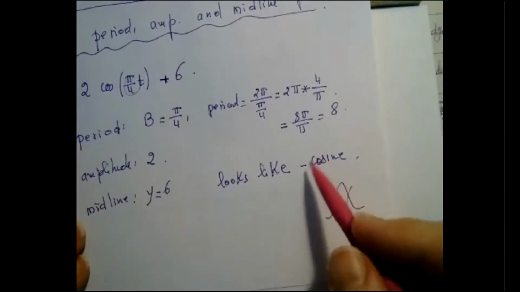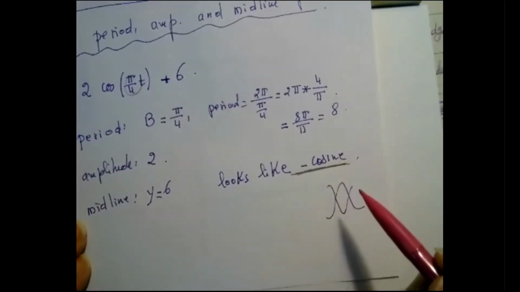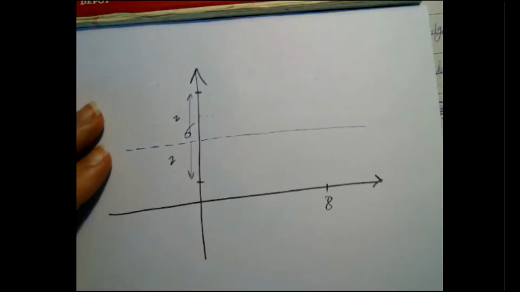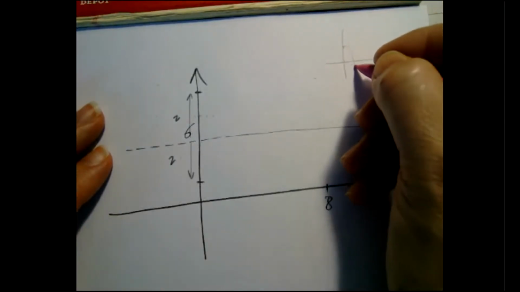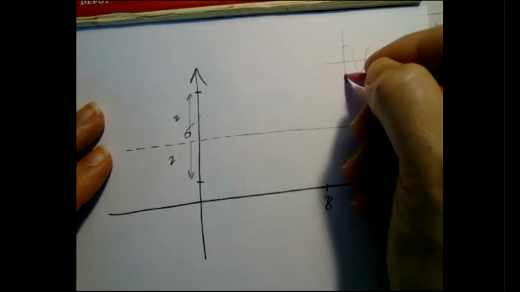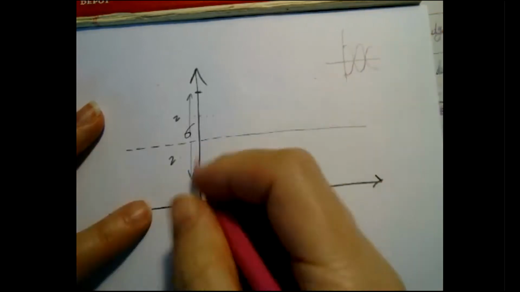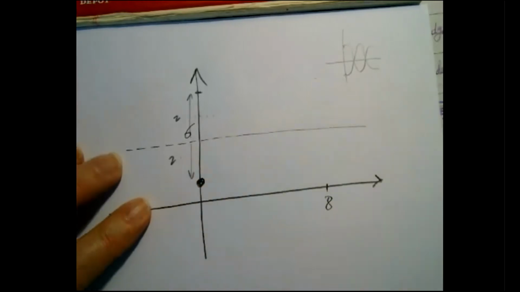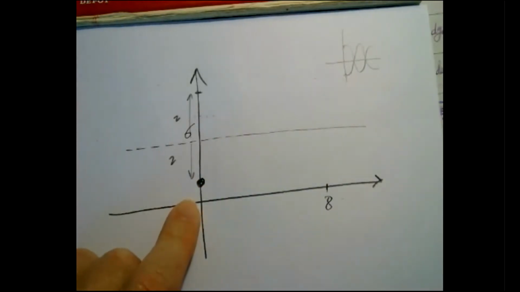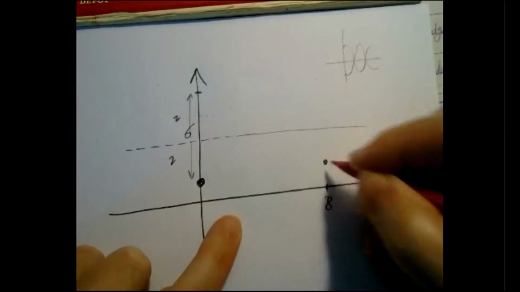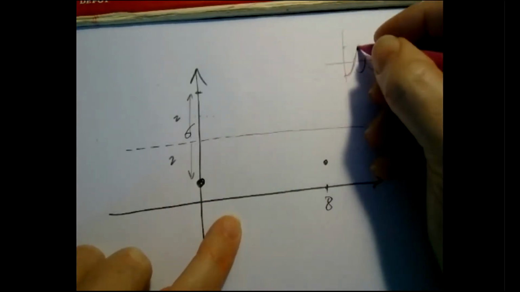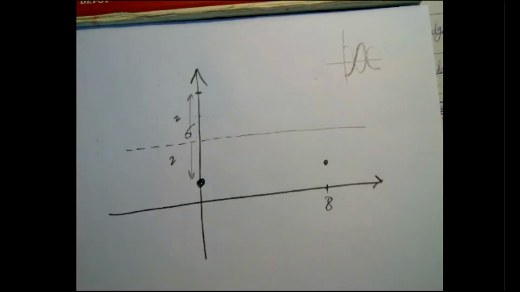What else do we know? It looks like minus cosine. Cosine usually starts at the max, so minus cosine is going to start below. It doesn't start at the midline, because the minus makes it start like this. And that's the period, so we're going to go back in here. That's the graph I'm really after, this piece right there.